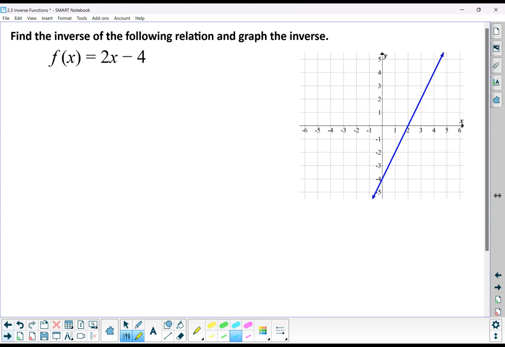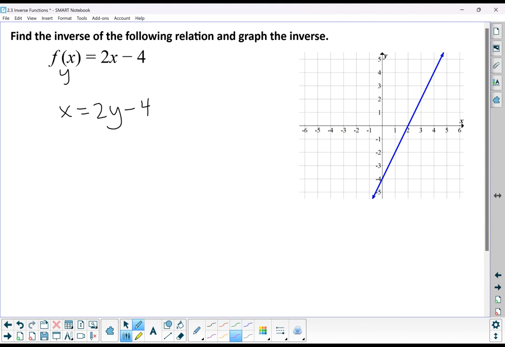Okay, let's find this inverse and graph it. We have the function f of x equals 2x minus 4. Remember, we think of this f of x as a y. And we need to switch the x and y values, and then we're going to solve for y. So this y becomes an x, and this x becomes a y. Everything else in the equation remains the same. We just literally replace the letter x with the letter y, and we replace the letter y with the letter x. Okay, so we are going to solve for y.